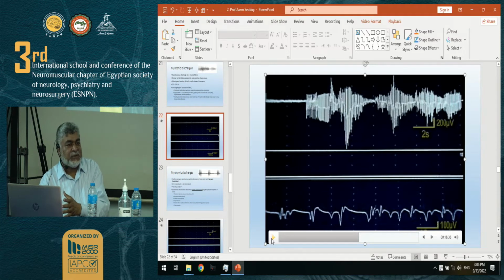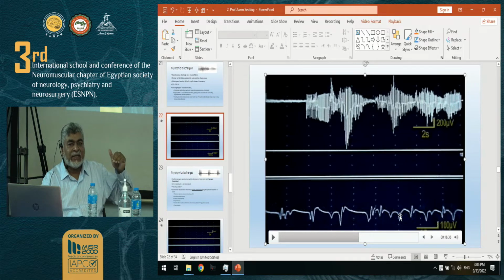You know this is myotonic discharge for sure. Look at the composition of waveform. These are positive sharp waves. Look at this. This is coming from individual muscle fibers. And you can see they look like positive sharp waves. And they got a waxing and waning, what you can call dive bomber, but waxing and waning.